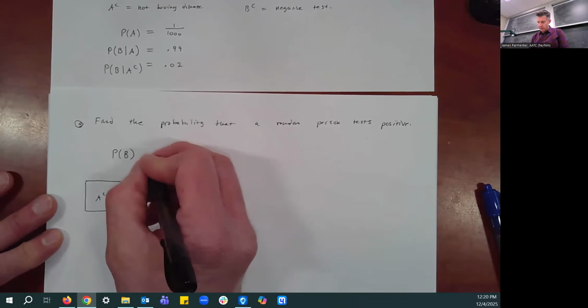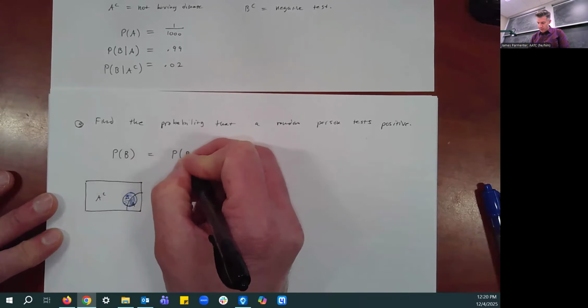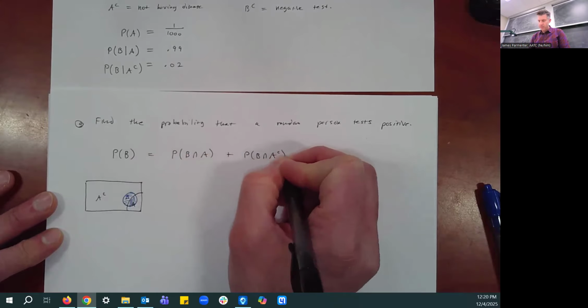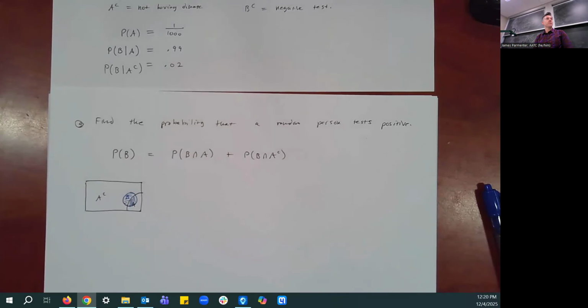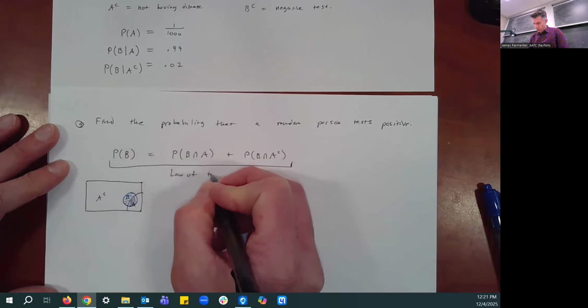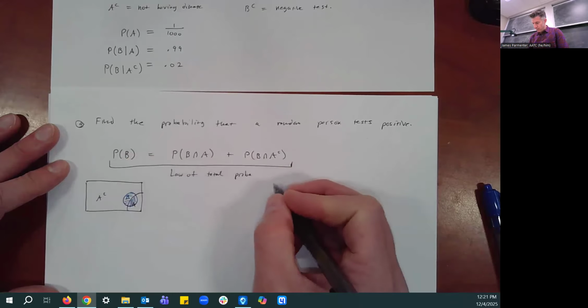So the law of total probability tells us that's going to be the probability of B intersect A plus the probability of B intersect A complement. If you're in B, you're either also in A or also in A complement, and nothing else is possible, at least in problems like this where A and A complement make up everybody. Everyone in the world either has this disease or they don't. So this is an example of the law of total probability.